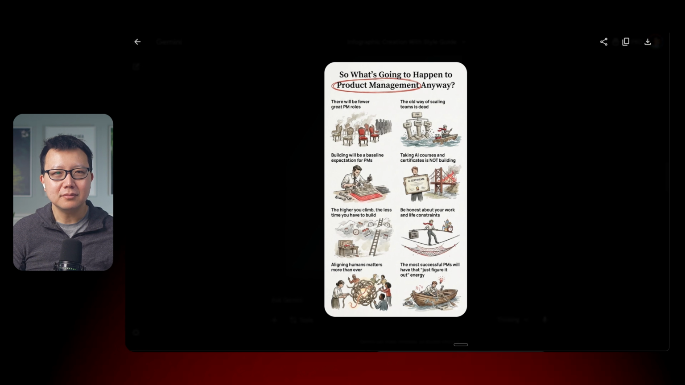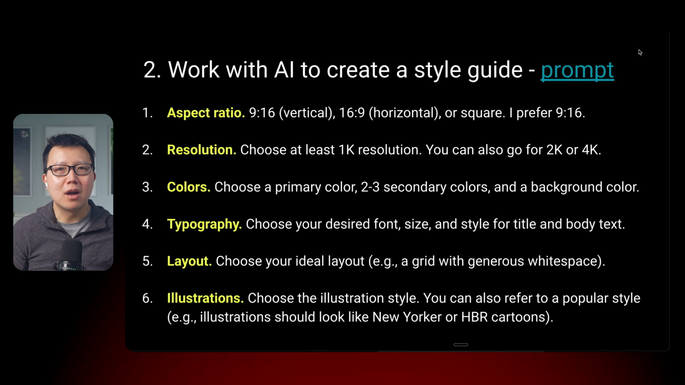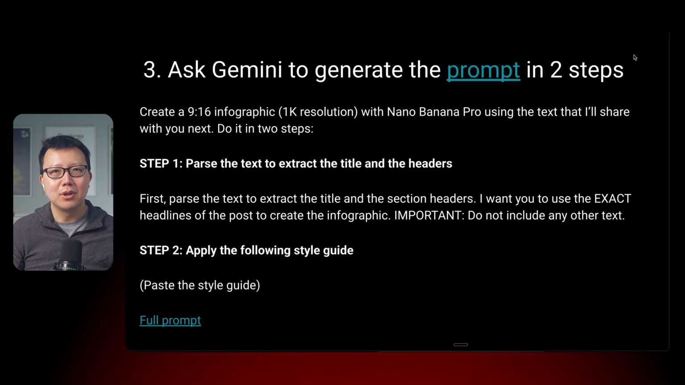Okay. But we're not quite done with the prompt yet. The style guide is the key step, but there are more steps. And the next step is to ask Gemini to generate the infographic in 2 steps. So when you're generating infographics, one thing I've found that's really annoying is that Nano Banana Pro tends to add random text even if we tell it not to. So to fix it, I found it best to prompt it to generate an infographic in 2 steps.